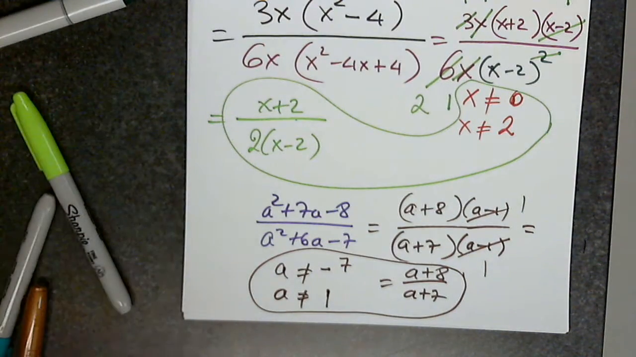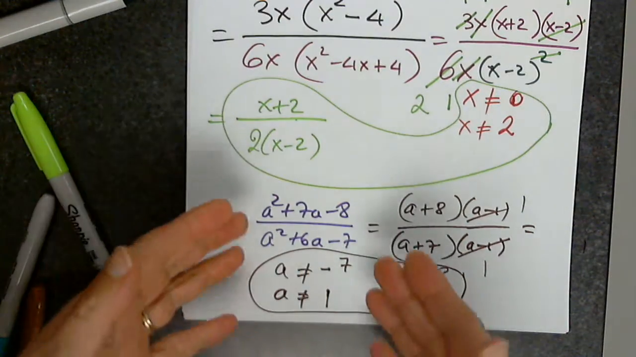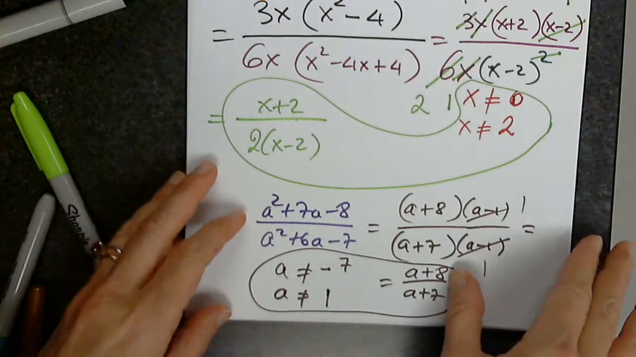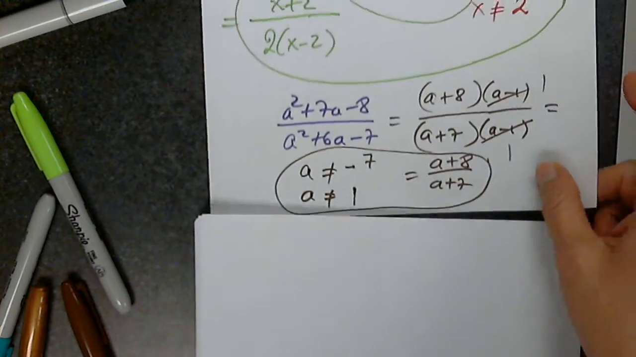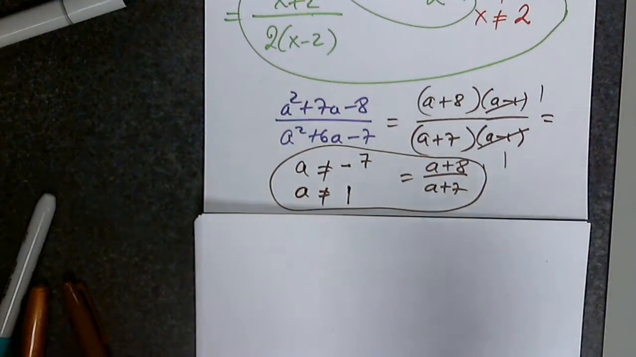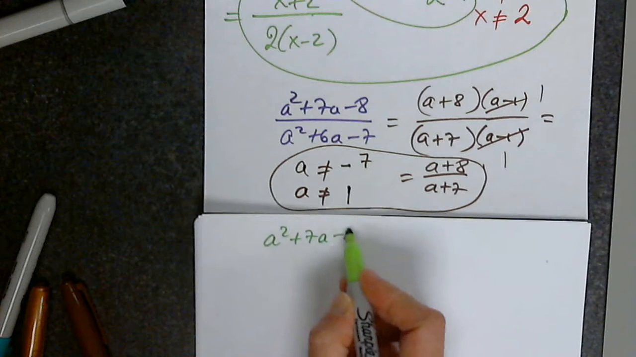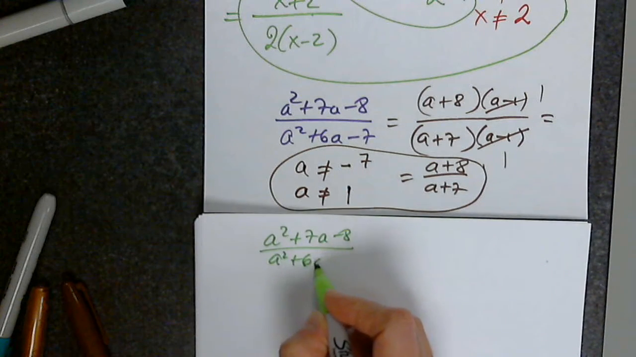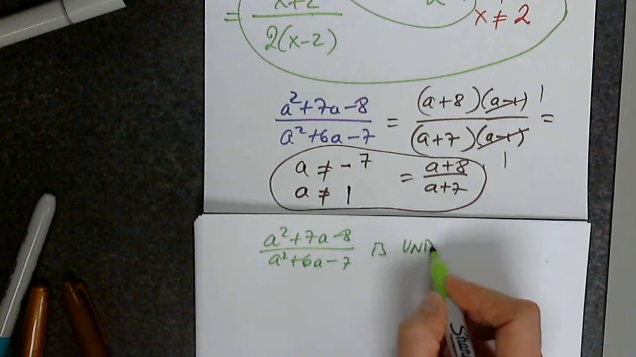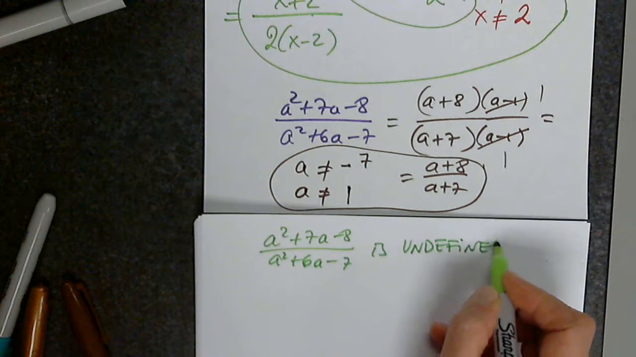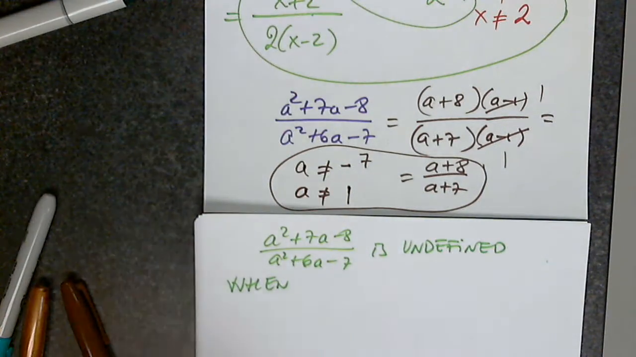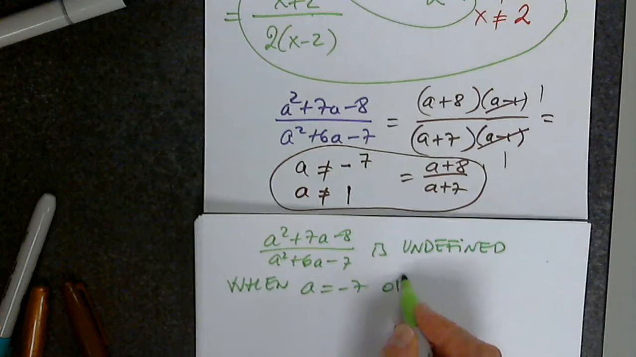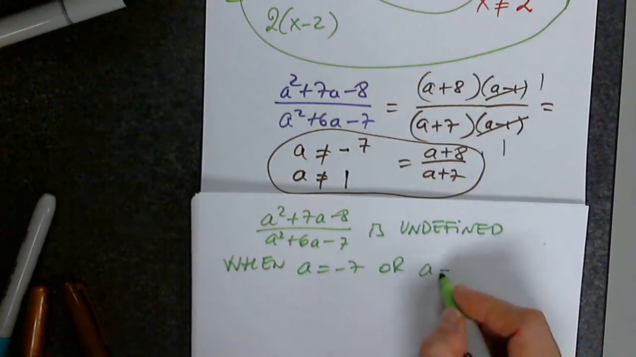Now, if I ask you about this expression, when will this expression be undefined? So that's my new, I want to add this in. I'm asking you, when is this expression undefined? What will you say? A squared plus 7a minus 8 over a squared plus 6a minus 7 is undefined when what? Very good.